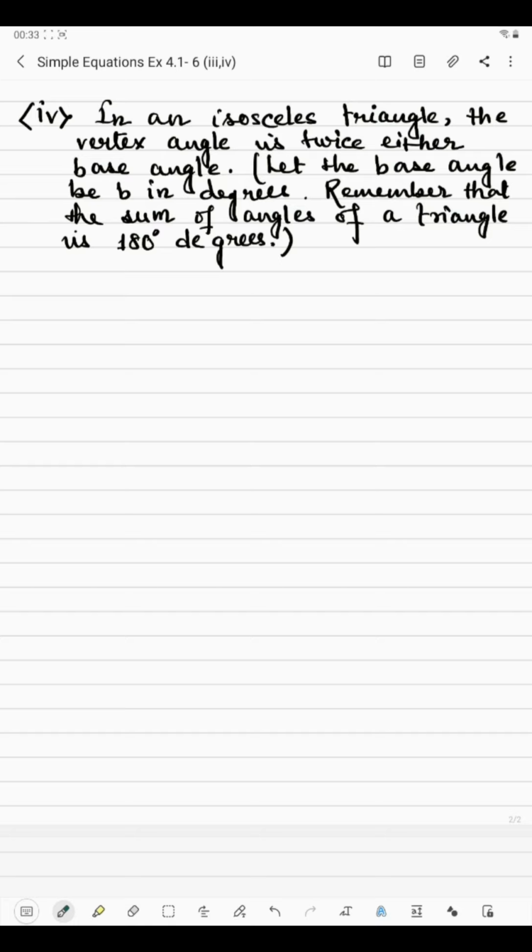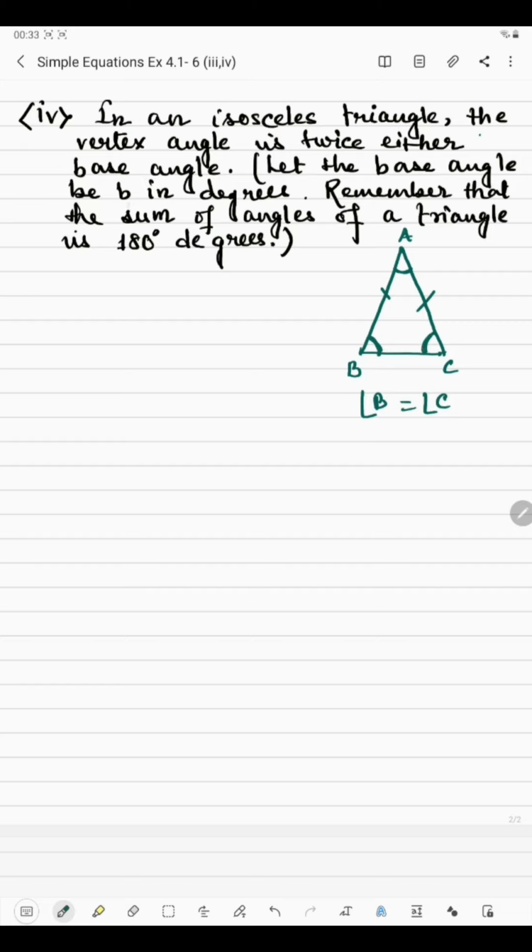Now in the next part we have, in an isosceles triangle, the vertex angle is twice either base angle. Suppose this is our isosceles triangle. Okay, let's name it A, B and C, in which AB is equal to AC. Now if the sides are equal, then the angles opposite to equal sides are also equal. So angle B is equal to angle C. Now in an isosceles triangle, this is called the vertex angle. The vertex angle is twice either base angle. So these are the base angles.